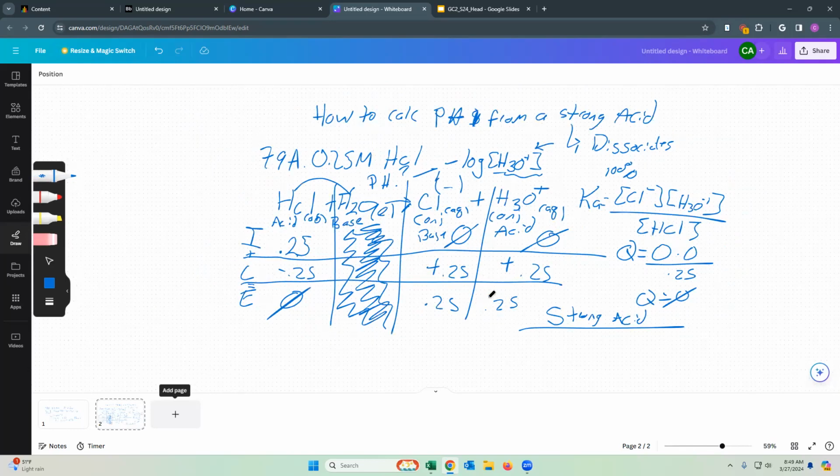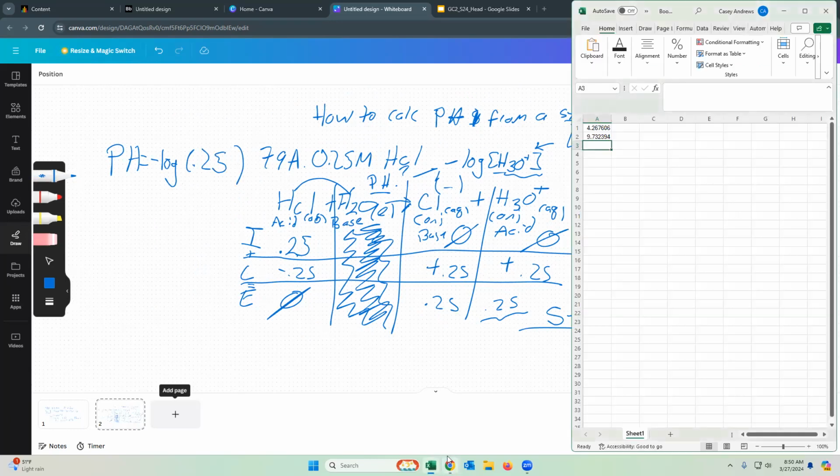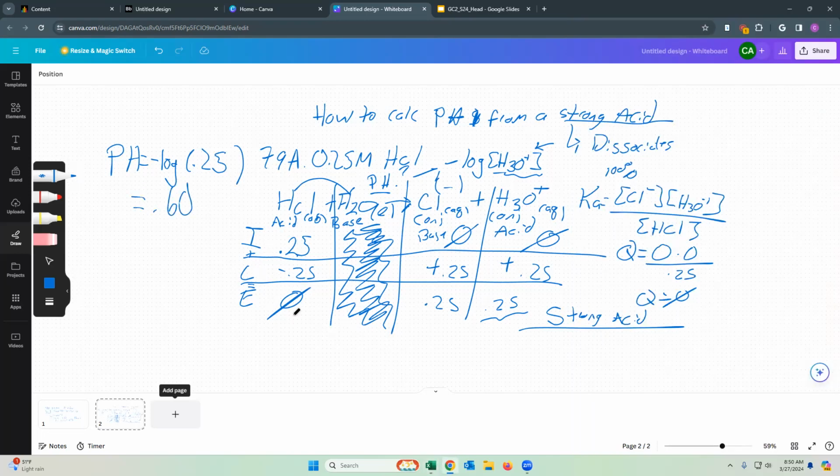Remember, we need that because I want to figure out the pH of this strong acid solution. And pH is minus log H3O plus. So now I know that, let's figure out pH. pH equals minus log of 0.25. And so the pH is 0.60. Now I just forgot the number: 0.602. That is your pH. So that is how you figure out the pH of a strong acid solution.